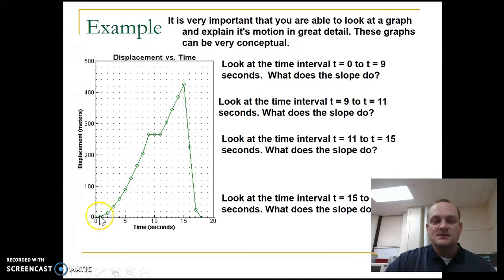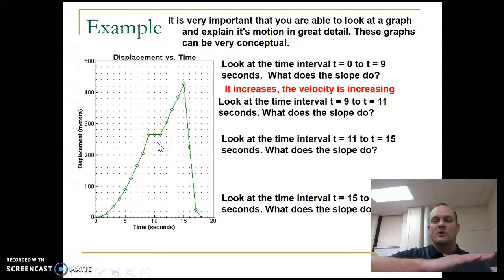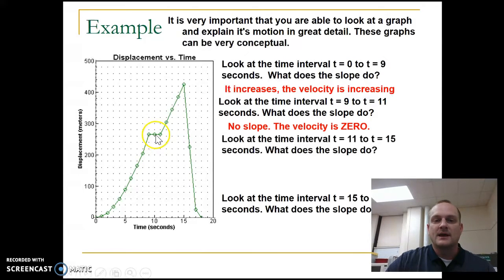Well, down here, the slope is a lot flatter than it is up here, right? So that means that the slope itself is actually increasing. I'm going from a lower slope up to a higher slope. Well, that means the velocity is increasing, right? So I have an increasing velocity there. What about from 9 to 11 seconds? Well, from 9 to 11, there's no slope, so the velocity is 0.